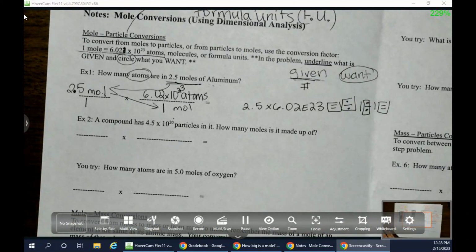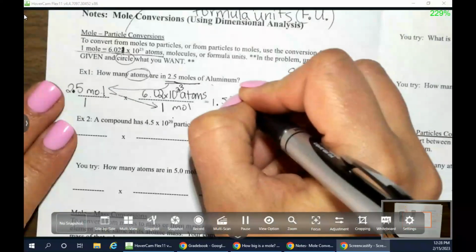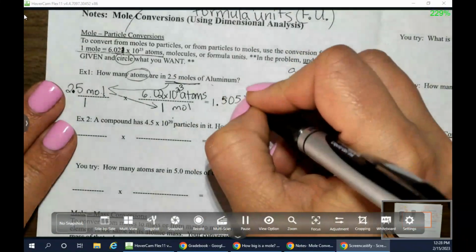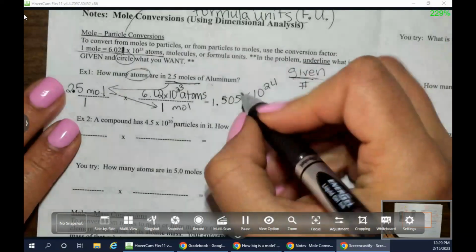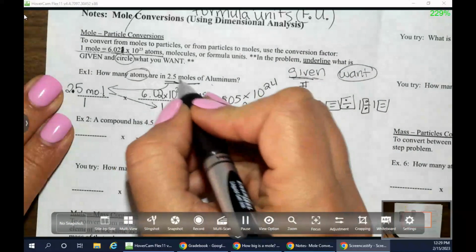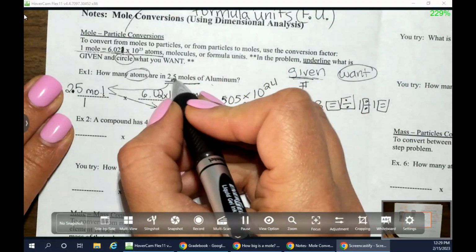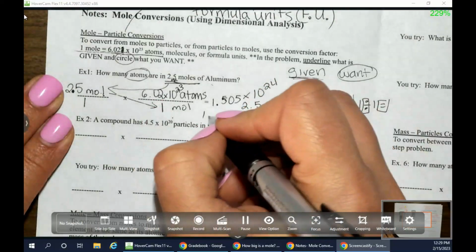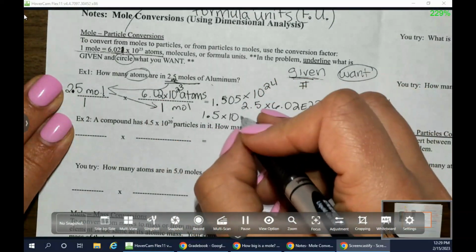I believe the answer that we get is 1.505 times 10 to the 24. You can always look at what number was given to you in the problem, and you can make it as short as that. So it goes to 1 decimal place. You can say 1.5 times 10 to the 24 atoms.